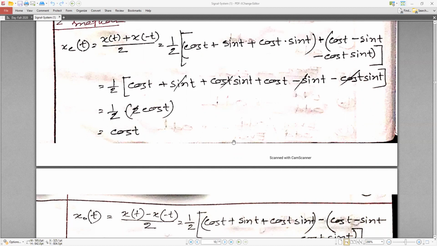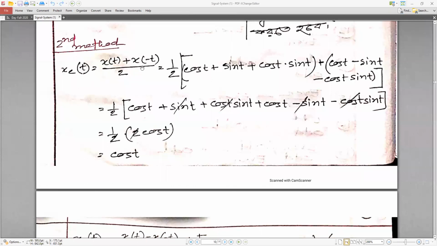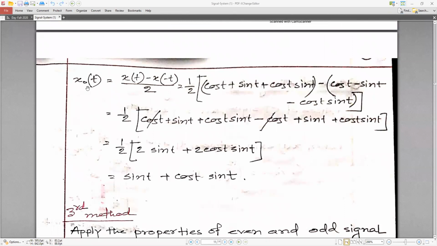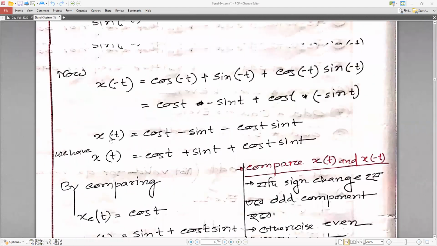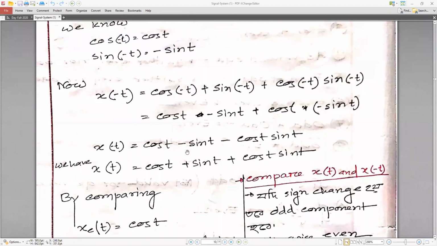Okay, you can use this method also. x_e(t) = [x(t) + x(-t)]/2, and x_o(t) = [x(t) - x(-t)]/2. So you can use this method to find the even and odd signal, or you can use the simple method also.